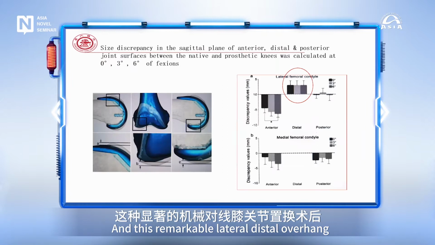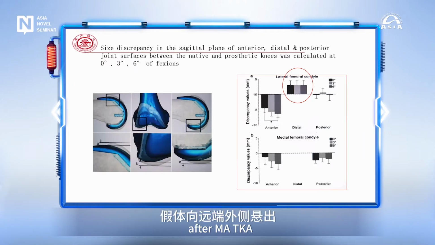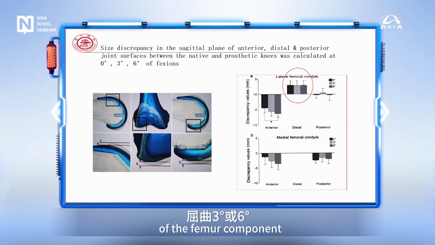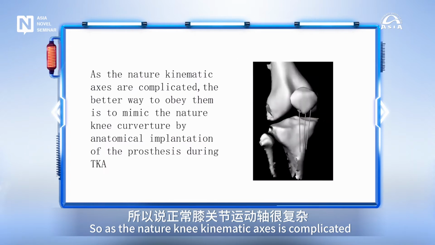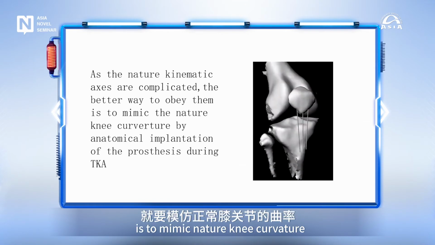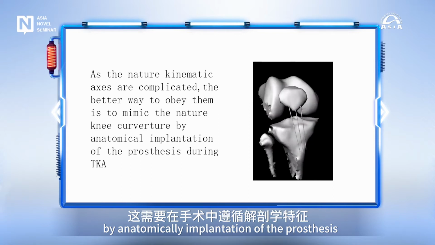And this remarkable lateral distal overhang after MA TKA cannot be reduced by technical modifications such as 3-degree or 6-degree flexion implantation of the femoral component. Still, you can see quite a lot of overhang in certain places. So the natural knee kinematic axis is complicated, very complicated. The better way to avoid them is to mimic natural knee curvature by anatomical implantation of the prosthesis during the TKA.